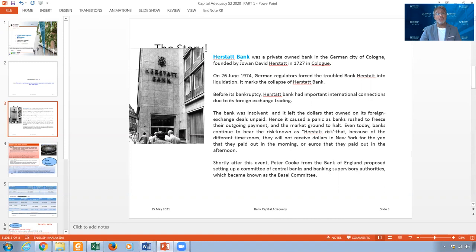So they decided to do something about it to protect banks from collapsing. There was a call by what we call the governor of the central bank of the UK. And then they started to meet in Basel. Basel is a city in Switzerland. They met there and they started to actually regulate what we call the capital.